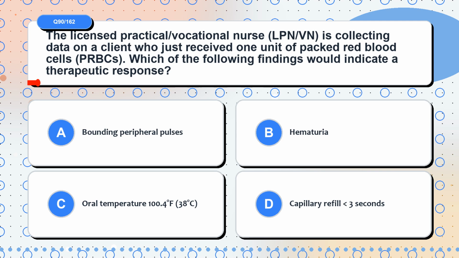Question 90. The licensed practical/vocational nurse, LPN/VN, is collecting data on a client who just received 1 unit of packed red blood cells (PRBCs). Which of the following findings would indicate a therapeutic response? Here are the options. Option A. Bounding peripheral pulses. Option B. Hematuria. Option C. Oral temperature 100.4 degrees F, 38 degrees C. Option D. Capillary refill 3 seconds.